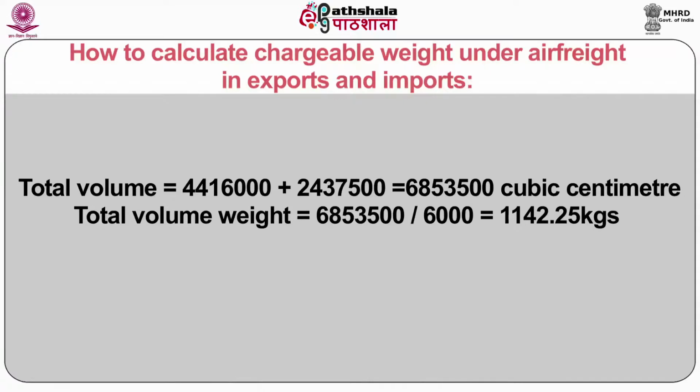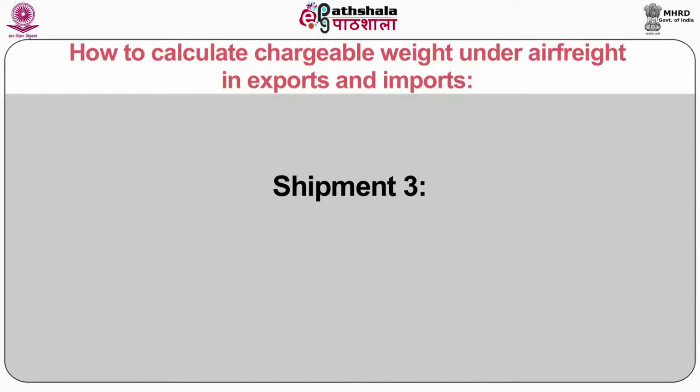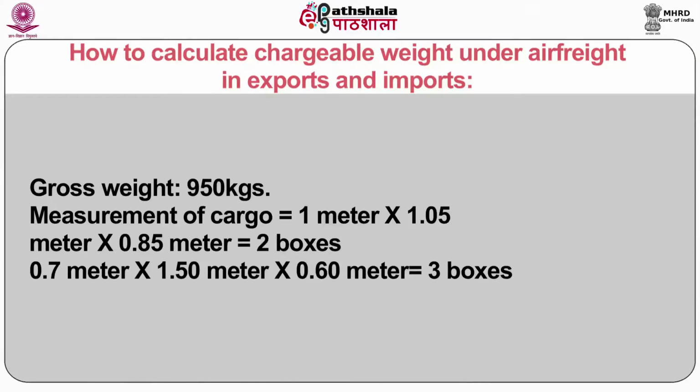kgs. Hence, in shipment 2, the gross weight is 850 kgs and volume weight is 1142.25 kgs. Hence, air freight is charged on the basis of volume weight, that is 1142.25 kgs. Here the chargeable weight is 1142.25 kgs. Shipment 3. Gross weight equals to 950 kgs.